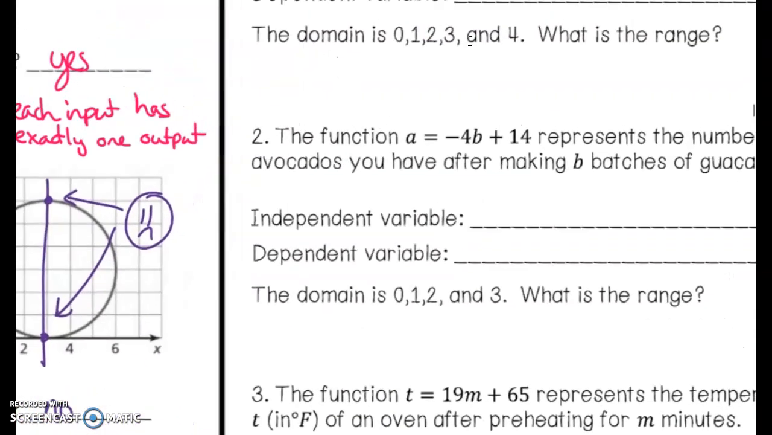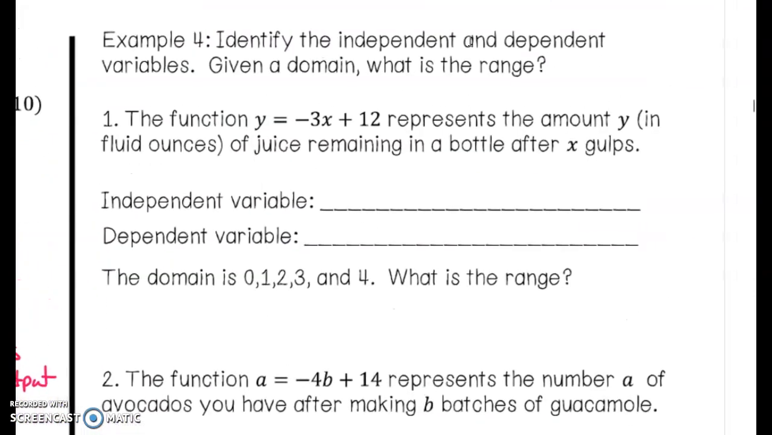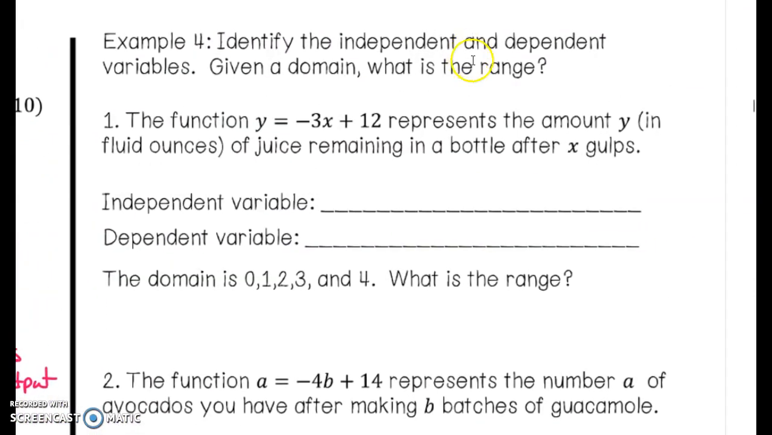Okay, and then our last thing today, this is a little bit of a review. We barely got to start this in class yesterday. So independent and dependent variables, okay? So it says the function y equals negative 3x plus 12. Okay, so this is our equation. Represents the amount y. So y is the amount in fluid ounces of juice remaining. And x is the number of gulps.